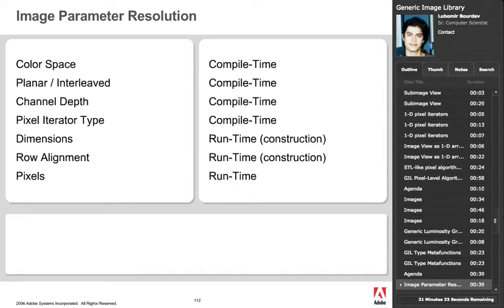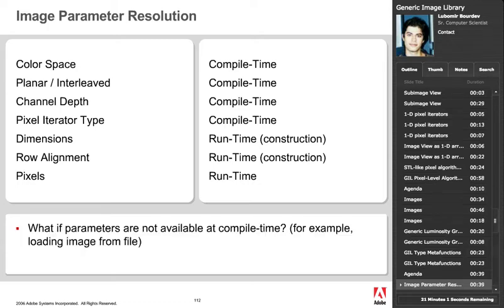Let us now talk about the runtime image extension, or dynamic image extension. As you have seen, many of the image parameters are part of the image type, which is very important if we want to achieve efficient code. However, in practice this can be a problem since image parameters may not be available at compile time. For example, what if you want to read an image from disk? In this case, we use any image and any image view which are provided in GIL's dynamic image extension.